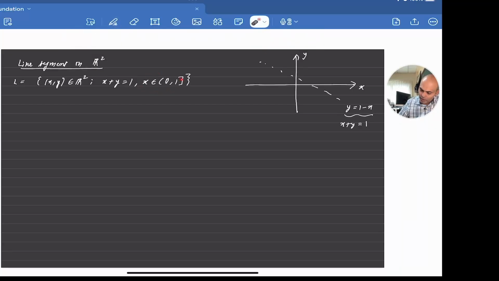Now we have an additional condition here. X equal to 0 is excluded, so this point on this line is excluded, and x equal to 1 is included, so this is x equal to 1 on the same line which is included, and all points in between on this line are included. Now this is our line segment.